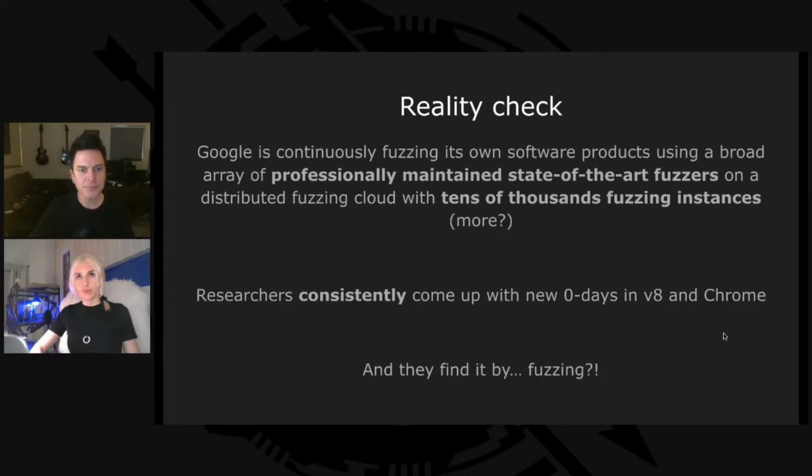I want to start my presentation with a little reality check. We know that Google has a huge, massive fuzzing cloud with tens of thousands of fuzzing instances, or maybe more, I'm not sure. And it's fuzzing its own software, such as Chrome browser and V8, continuously. Those browsers are supported. Meanwhile, researchers consistently come up with new 0 days in V8.